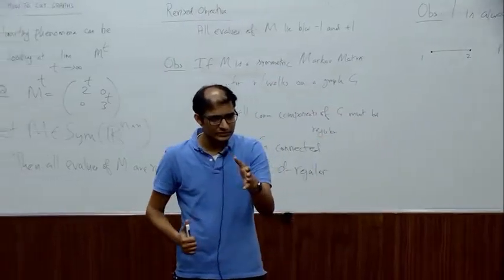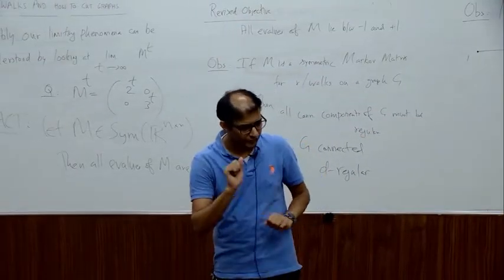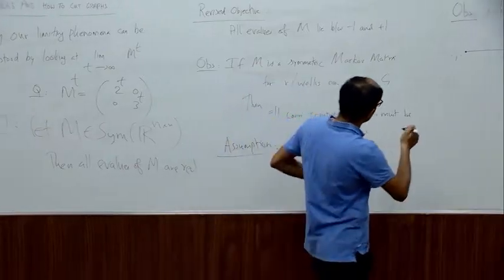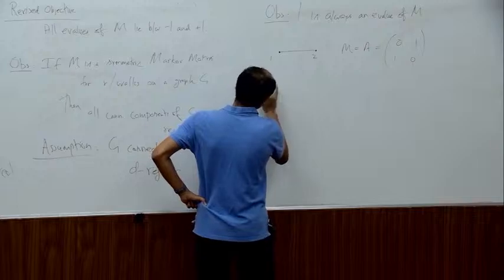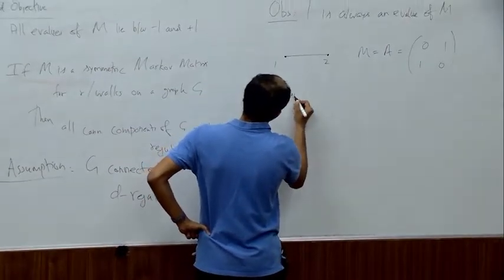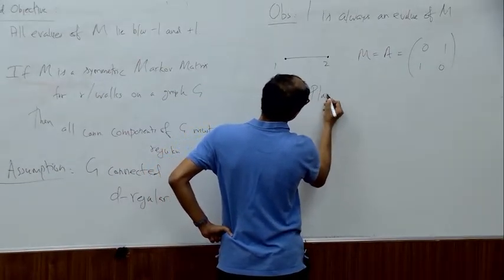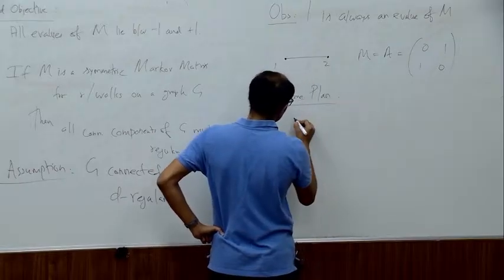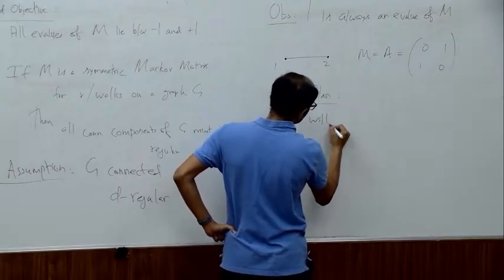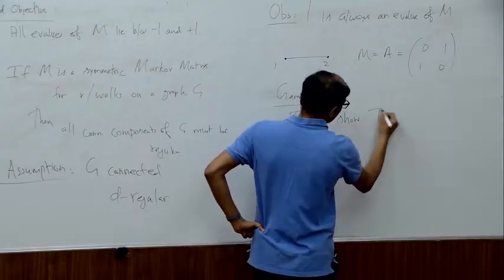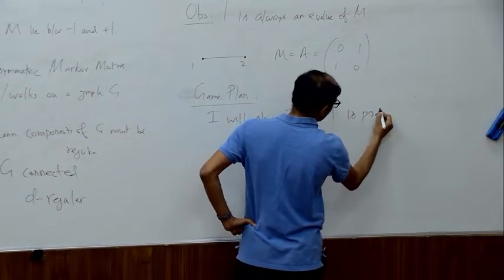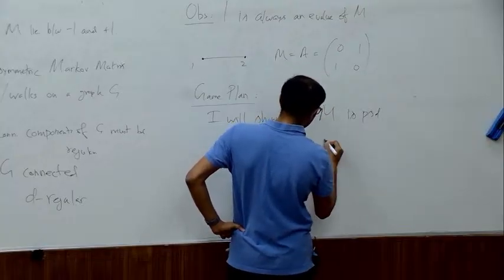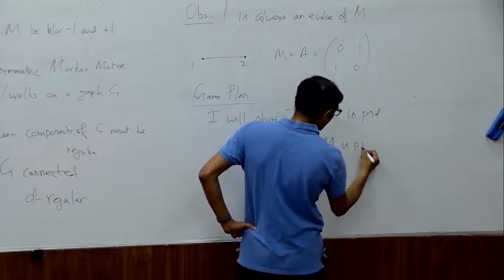Is there a question? Okay. So here is what I would like to state. So we will prove the following. Maybe I should call it the game plan. So the game plan is that I will show that the identity matrix minus M is positive semi-definite and the identity matrix plus M is positive semi-definite.